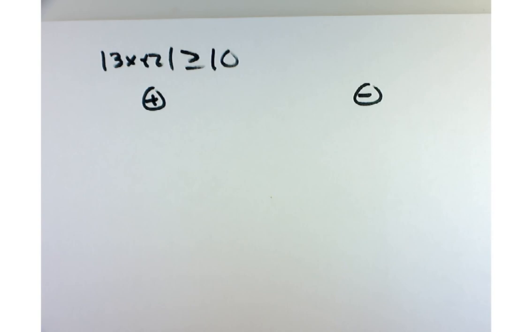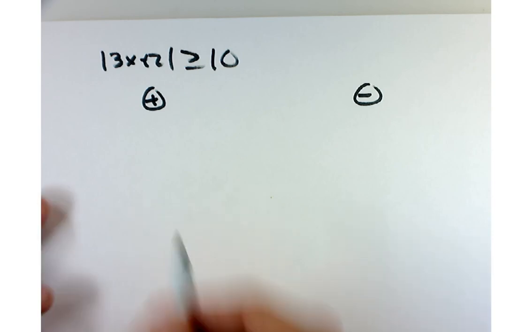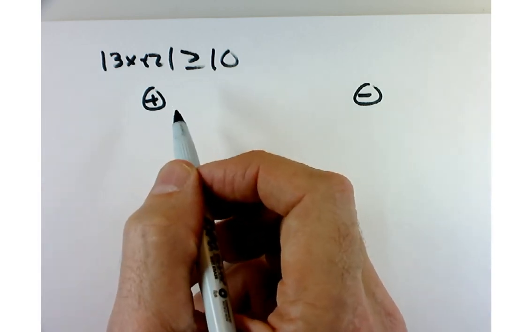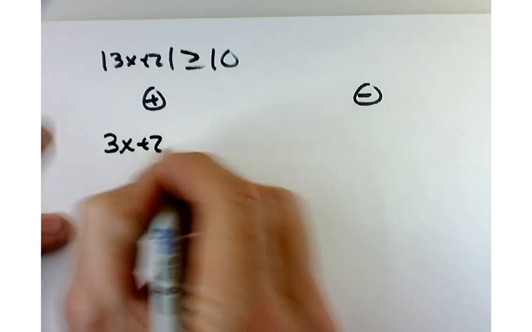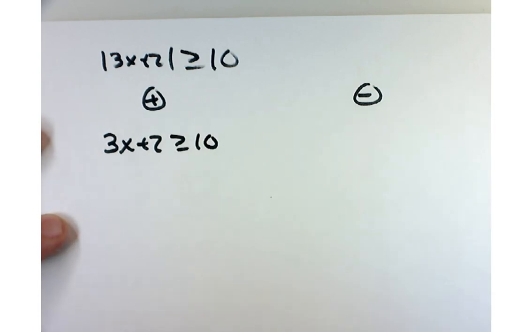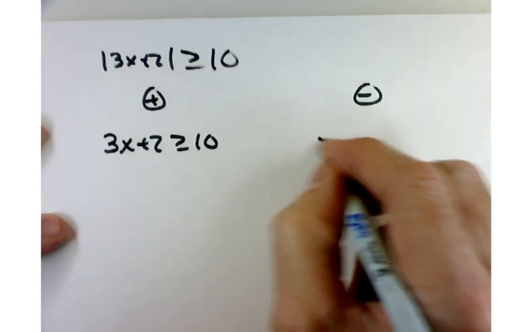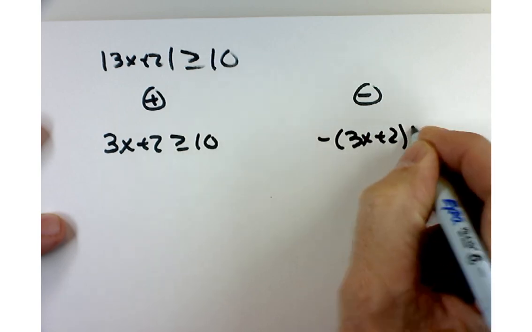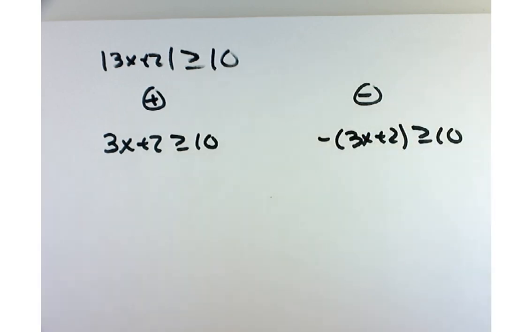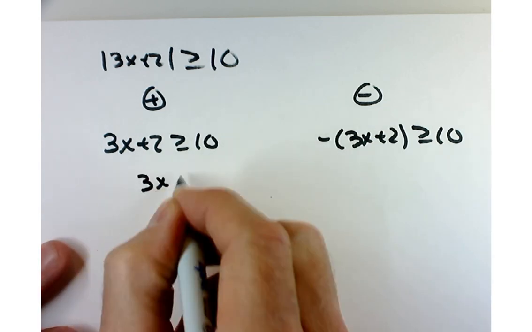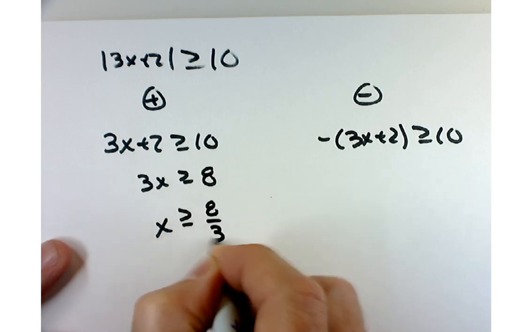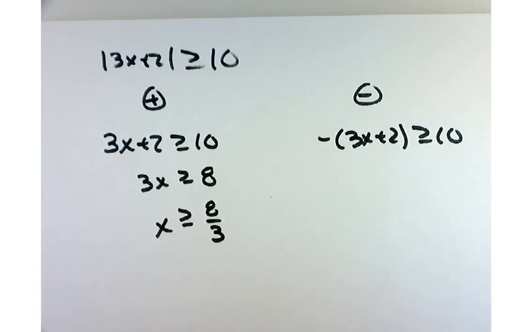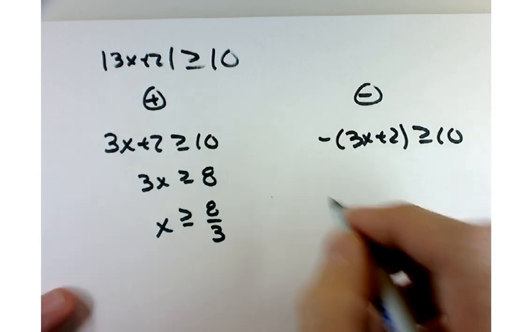What do you suppose the positive case would look like for these types of problems? Well, what did we do the other day when we had the positive case? It was just keep it the same as it is, except we're going to drop the absolute value part. And for the negative case, we took the opposite of what's inside. 3x plus 2 is greater than or equal to 10. Great. Let's see what happens when we solve. I can subtract 2 from both sides and then divide by 3. There's my x is greater than or equal to 8/3.